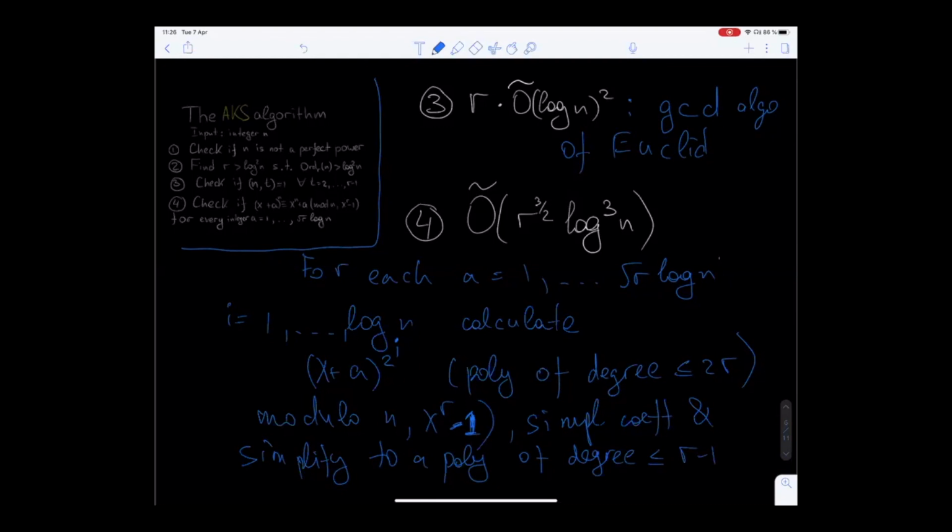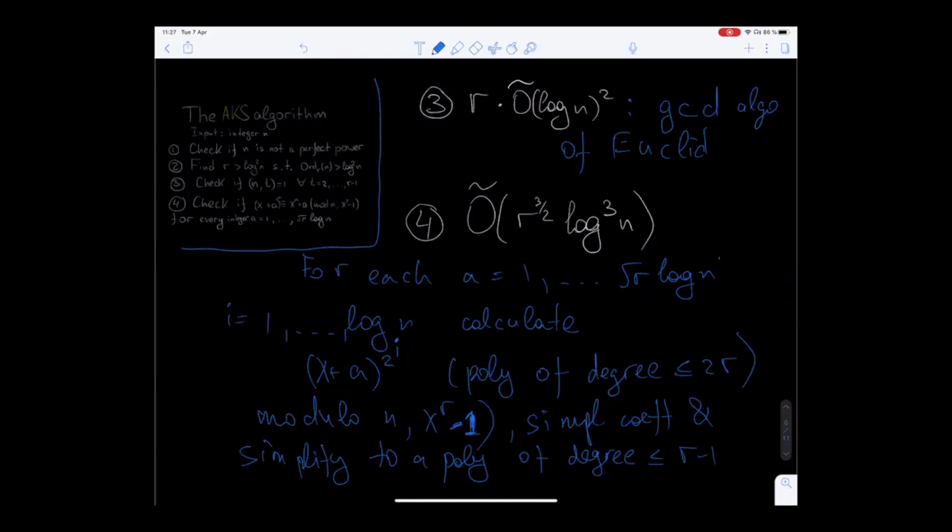So it's a very simple reduction. From the previous step, we get a polynomial of degree at most r minus 1, with all coefficients in Zn. We multiply two copies of that, and again simplify it to the same kind of polynomial. Each of the steps is again easy, requiring r times log n operations for each i.